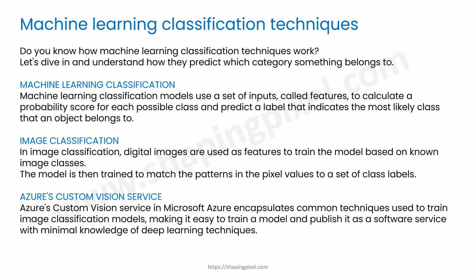In image classification, digital images are used as features to train the model based on known image classes. The model is then trained to match the patterns in the pixel values to a set of class labels. Azure Custom Vision Service in Microsoft Azure encapsulates common techniques used to train image classification models, making it easy to train a model and publish it as a software service with minimal knowledge of deep learning techniques.